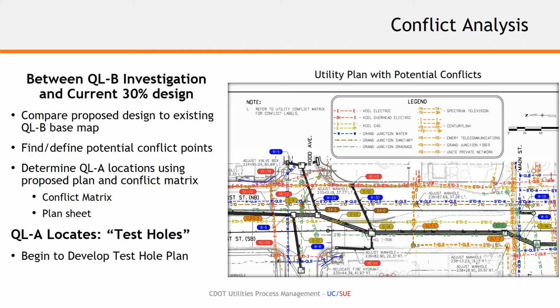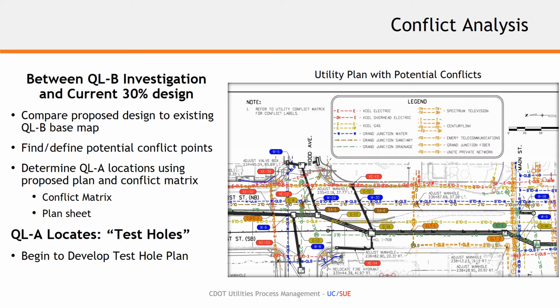While leveraging quality level B information and the current 30% design on the utility base map, you'll see the existing utilities called out on this particular map with the appropriate quality level assigned to it. But then when you start looking at the proposed storm drain improvements overlaid, there's a lot of potential conflicts that arise on this particular project. In red, you'll see the electrical conflicts, in yellow, the gas, blue, water, etc.